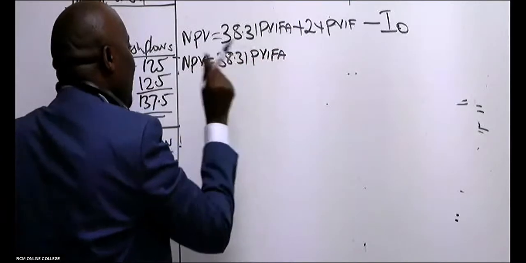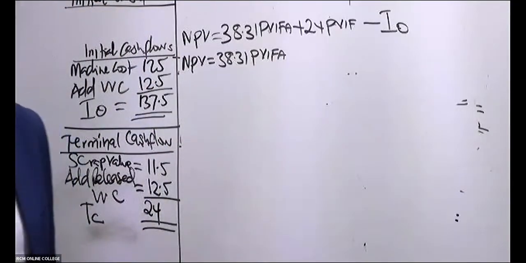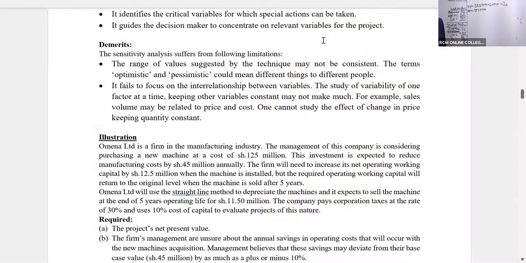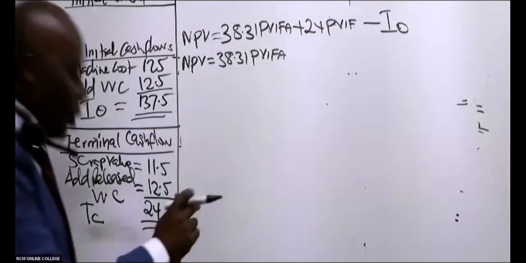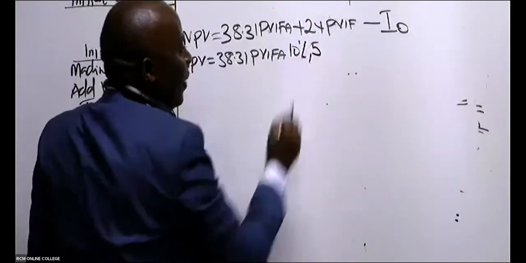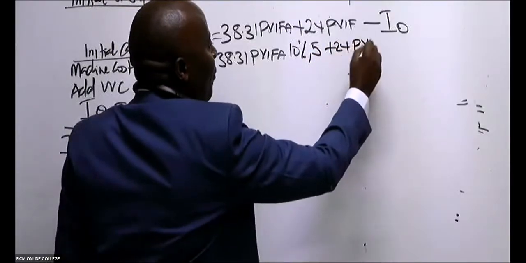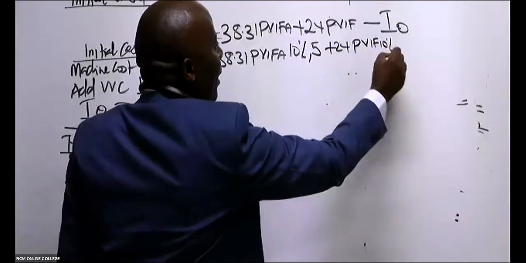Can somebody give me the cost of capital given in this question? Are you able to see the cost of capital given in this question? Well, it's what percentage? 10%, you're right. So in this case, this is 10%. And this one will be enjoyed over how many years? 10% for 5 years, isn't it? Plus this 24 times PV, still 10%, but in the 5th year.